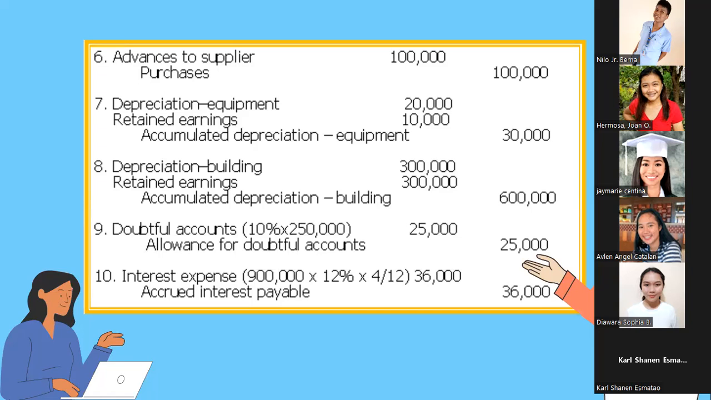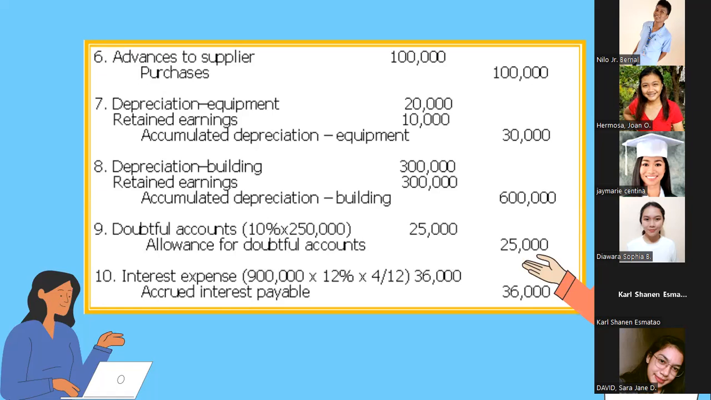multiplied by 6/12. 6/12 from July 1, as stated in the problem that the equipment was acquired on July 1, 2020. So from July 1 to December 31, 2020, we have 6 months, 6 over 12. So it is equal to 10,000. So it refers to the unrecognized depreciation of 2020.